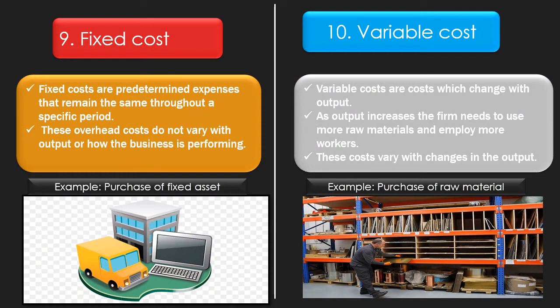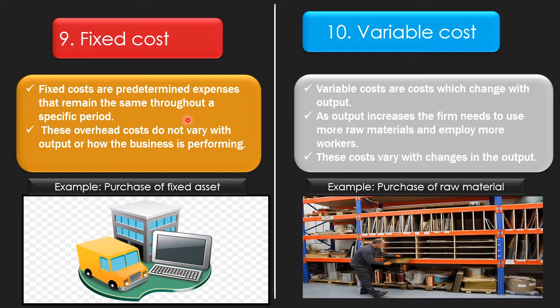So the next cost is fixed cost. Fixed cost is the cost which is used to purchase fixed assets basically. So variable cost means our cost which change. So basically the basic difference between these two is the fixed cost never changes with the change in the output. How much you are producing day by day, it will not affect the fixed cost because in the very beginning you have spent so much money in purchasing the fixed asset.